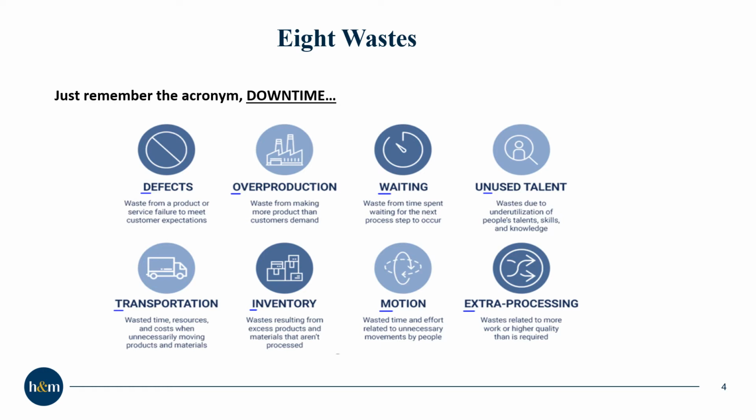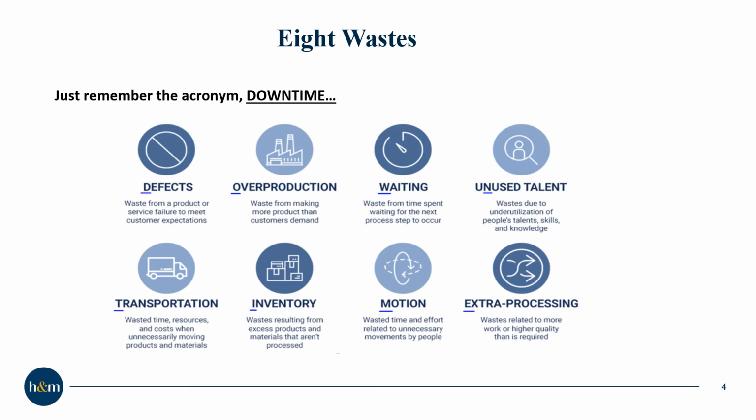N is for unused talent. When you have talented and smart people on your team but are not willing to listen to their ideas, you're not properly utilizing their talents. And then T is for transportation. It's wasting resources when moving products, like paying for overnight air when economy air would have just sufficed.